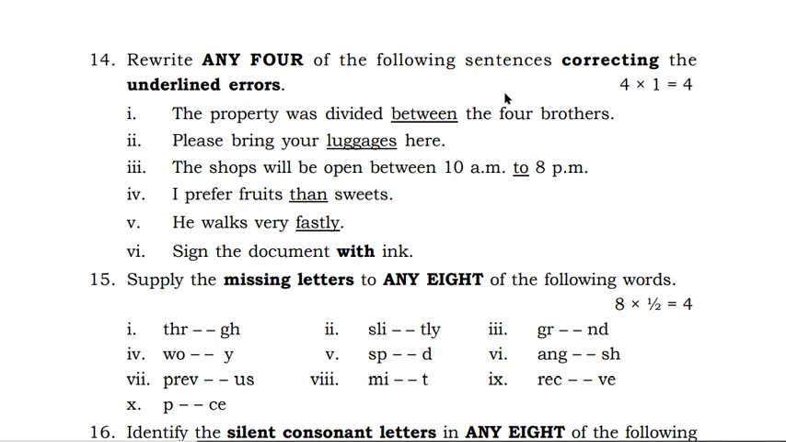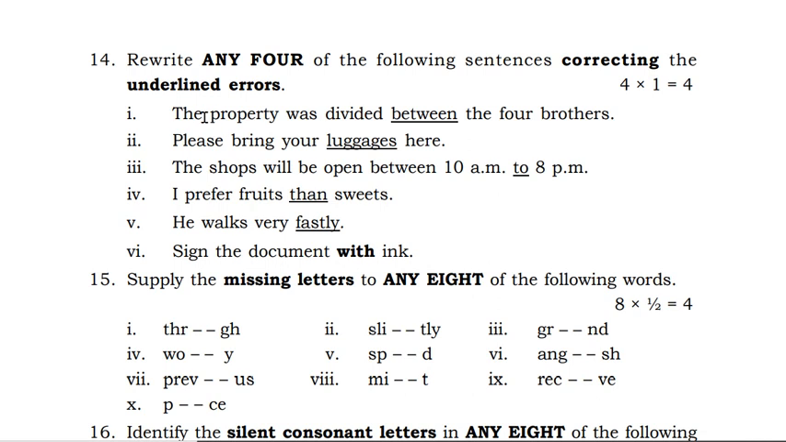This is about the correction of errors. That means here they give you 6, but you have to write only any 4, and they give you the sentence, and they underline the error part. That's great, and that's very very easy, because half of the work is done by the paper setters only. You are very lucky, because you need not find out where the error is. Already they underlined the error. If we correct it, that's enough.